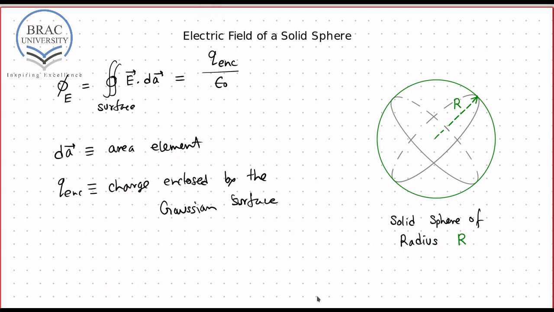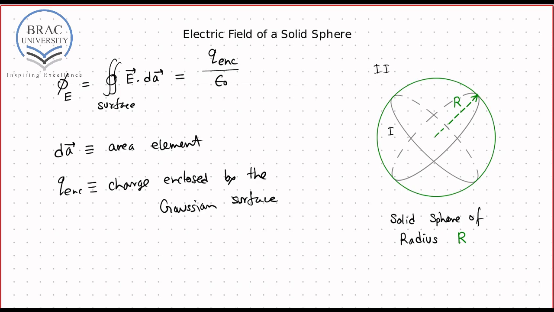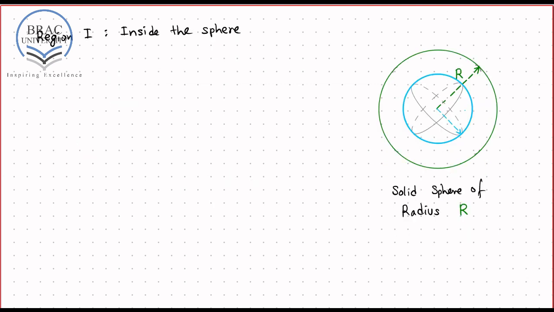Okay, so say here we have a sphere. It's a solid sphere. Notice the green color, and the radius of this sphere is R. A sphere actually has two sides, inside and outside, so we'll call them region 1 and region 2. We will calculate the electric field in region 1 and region 2. Let's start with region 1, that is inside the sphere.